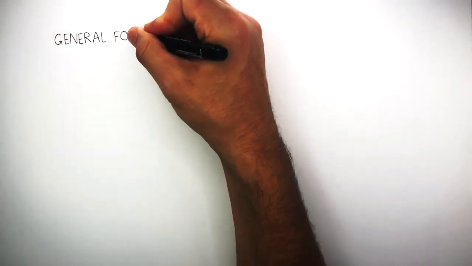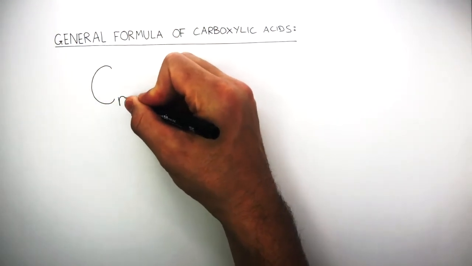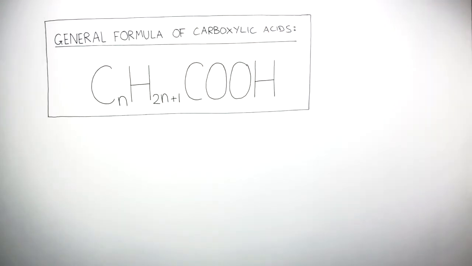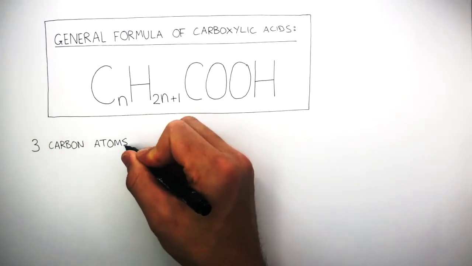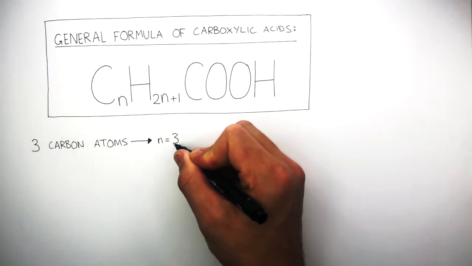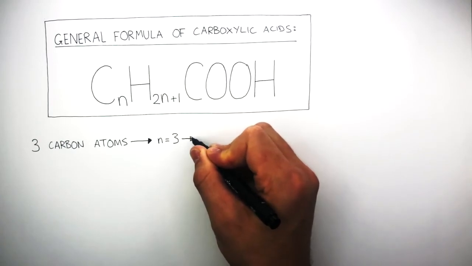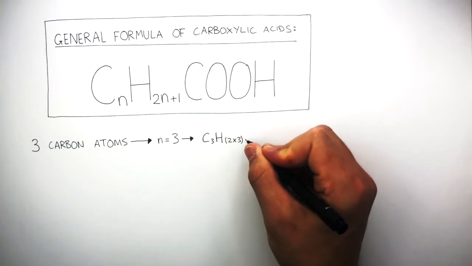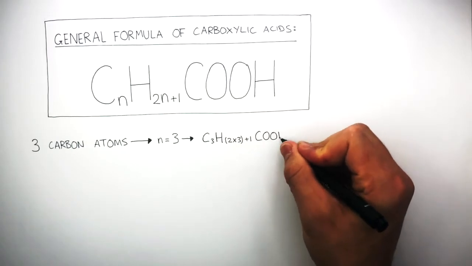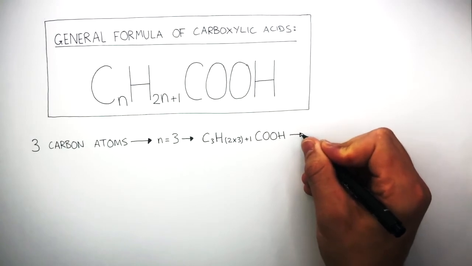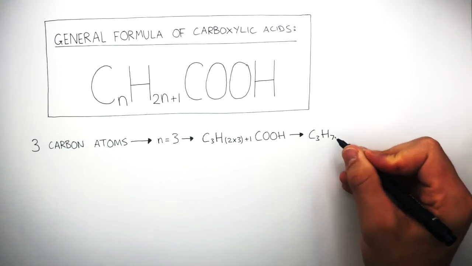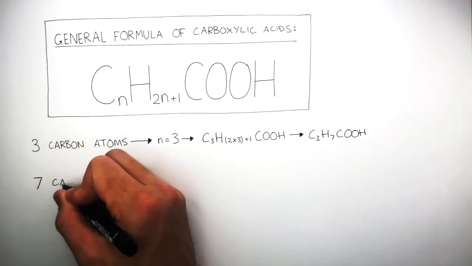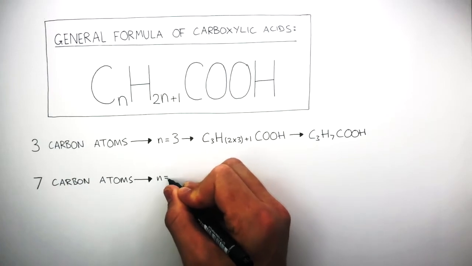The general formula of carboxylic acids is CnH2n+1COOH. So let's say there are 3 carbon atoms. This means n equals 3. When we input this into the general formula, we get C3H(2 times 3, in brackets, plus 1)COOH. This gives us a molecular formula of C3H7COOH. In this second example, there are 7 carbon atoms, so n equals 7.